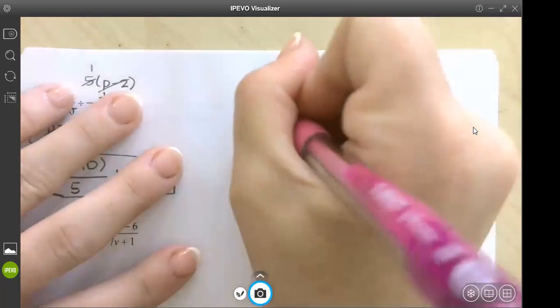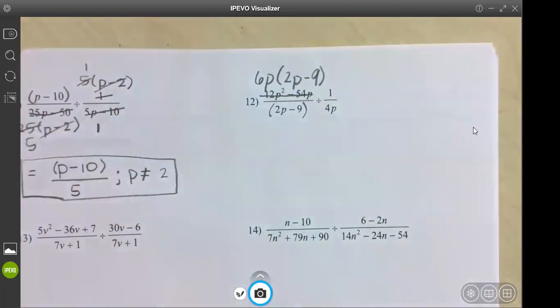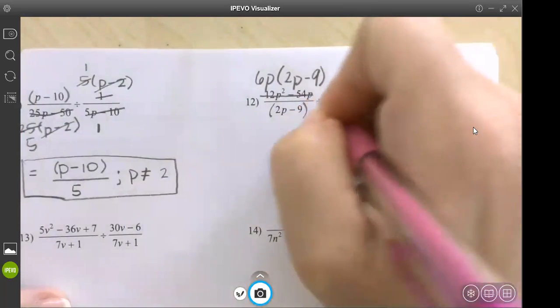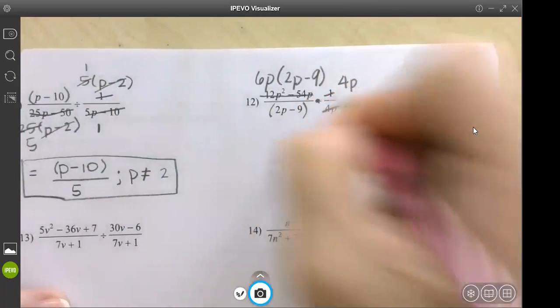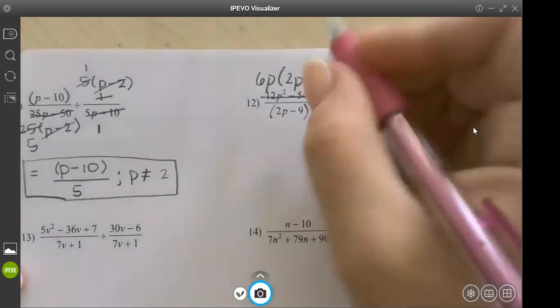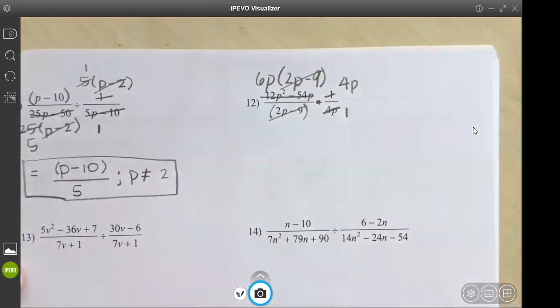Check out the bottom of this one. A lot of times you'll have those factors in there already. So if you're a little bit confused, look for that. The other one we're going to flip around. 4p is going to go on the top and 1 is going to go on the bottom. Change it to multiply. So what will mark out? Will anything else mark out?